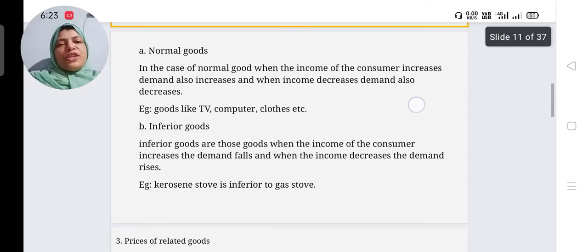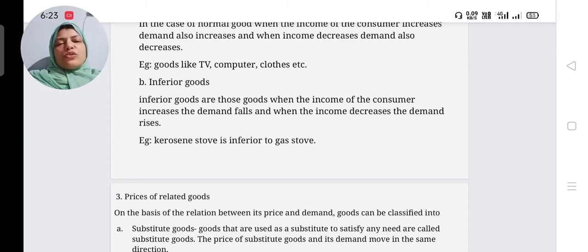Then inferior goods are those goods for which, when the income of the consumer increases, demand falls. When income decreases, demand rises.